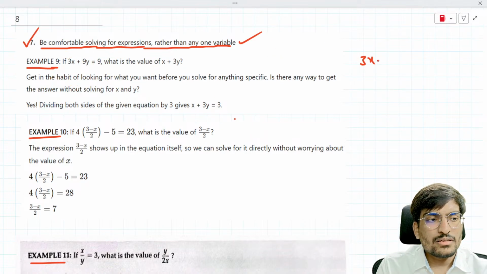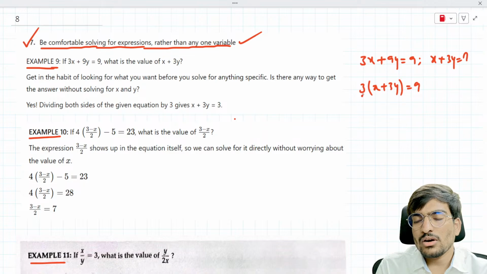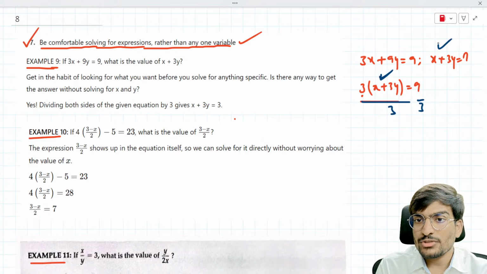3x plus 9y equals 9, given. They are asking us to find the value of x plus 3y. So if you watch carefully, this 3 is the common thing, 3 into x plus 3y equals 9. I just took 3 common out of it. Now I divide by 3 on both sides so that I will get x plus 3y. That's what I'm looking for.